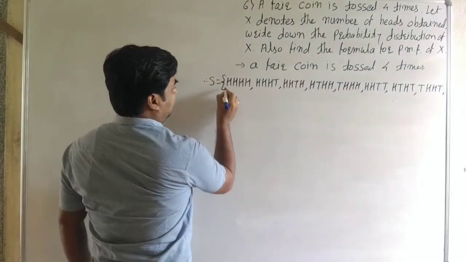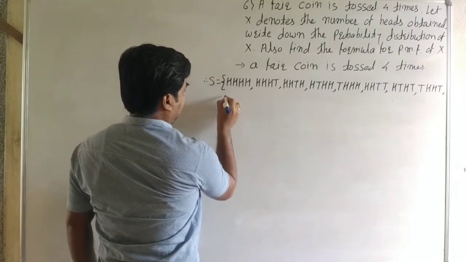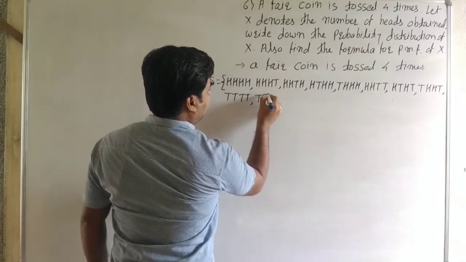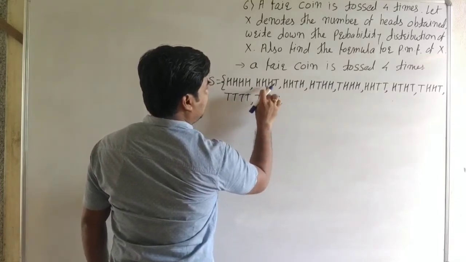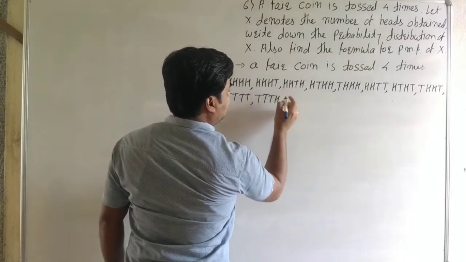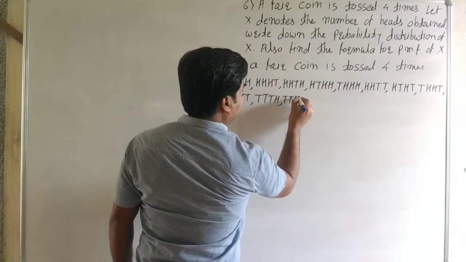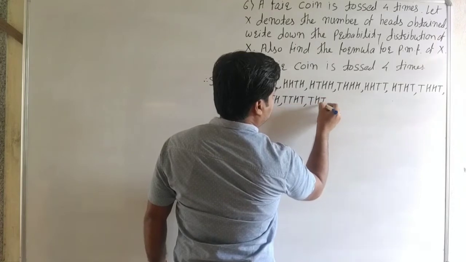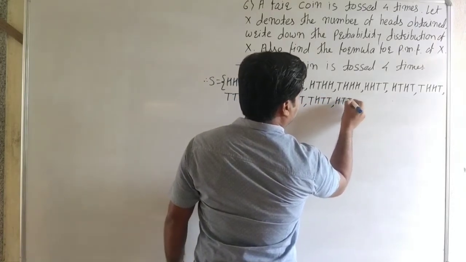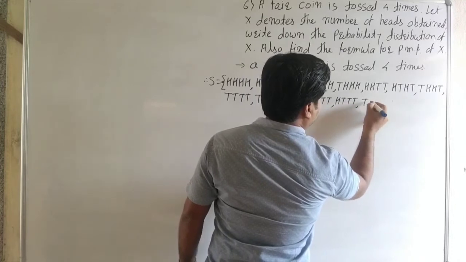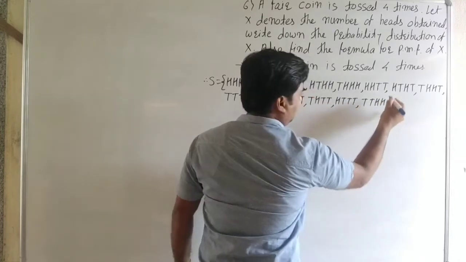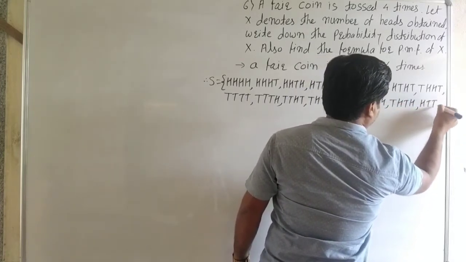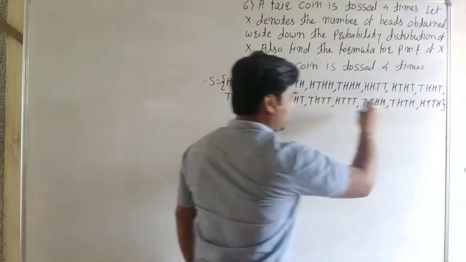The remaining 8 possibilities we can write by replacing head by tail and tail by head. Therefore we write tail here, and head here. Only replace head by tail and tail by head. See carefully, these are the 16 possibilities.